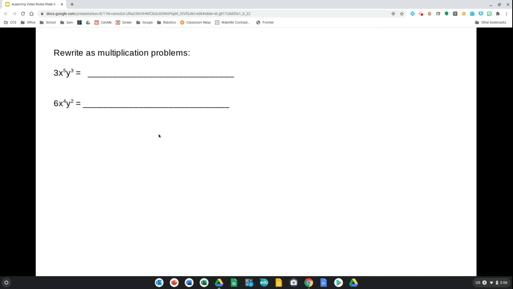Also, I want to remind you about what we did when we multiplied these monomials. So if we had 3x to the fifth, y to the third, remember that is a multiplication problem. It means 3 and then 5 x's and 3 y's. So if we wrote that as a multiplication problem, this is what it would look like. What would 6x to the fourth y squared look like as a multiplication problem? It's going to look like this. You're going to have a 6 and then 4 x's and 2 y's. So keep that in mind, because this idea of simplifying fractions and this idea of rewriting things as multiplication problems, that's going to be the foundation of how we divide monomials.